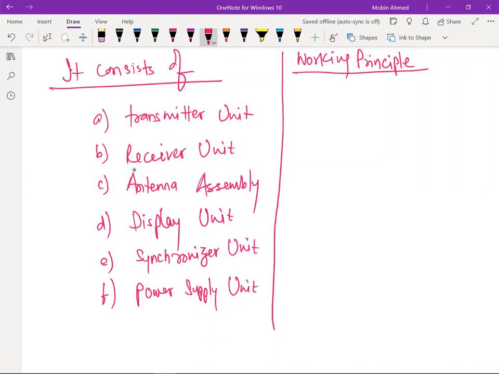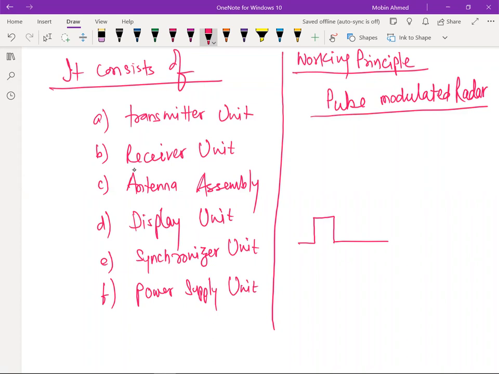The name that is given to this working principle, we can say, is a pulse modulated radar. Why is it a pulse modulated radar? We do not transmit continuously. So the wave which is going to go out from the radar antenna will go out in bursts of pulses. It is not like we continuously transmit.